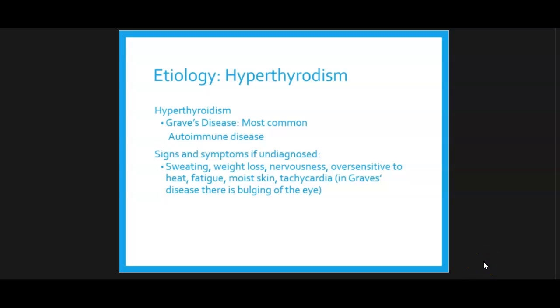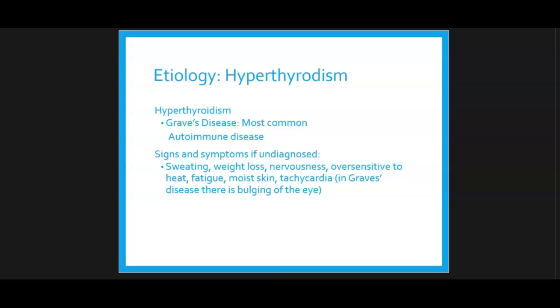Now the etiology of hyperthyroidism. The most common type of hyperthyroidism is an autoimmune condition called Graves' disease. With Graves' disease, the body has produced antibodies against its own organ, the thyroid, and it starts to destroy it. When a person is experiencing hyperthyroidism, they will often feel super sweaty and nervous, sensitive to heat, with a fast heart rate. They may also have weight loss, and with Graves' disease they may have bulging eyes, which is from inflammation and buildup of tissue behind the eyes.